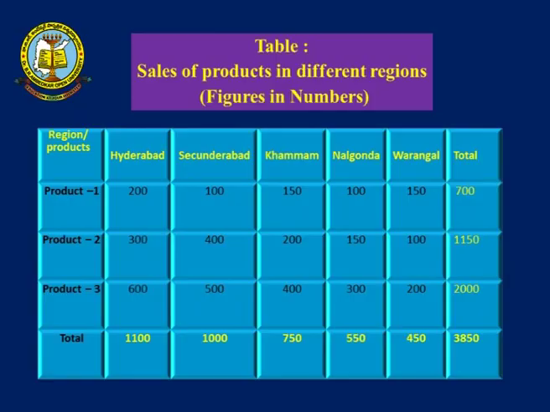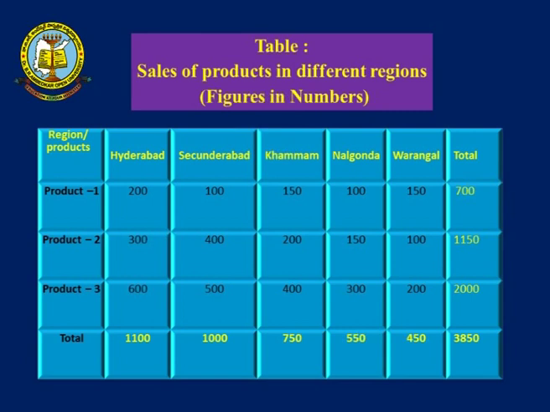Now, another one is sales of products in different regions, figures in numbers. So, here we consider different regions: Hyderabad, Secunderabad, Khammam, Nalgonda, Warangal, and product 1, product 2, product 3. This is also one type of classification. Yes or no? So, we have different regions here, and in that region, this is how the sales of the product are going.